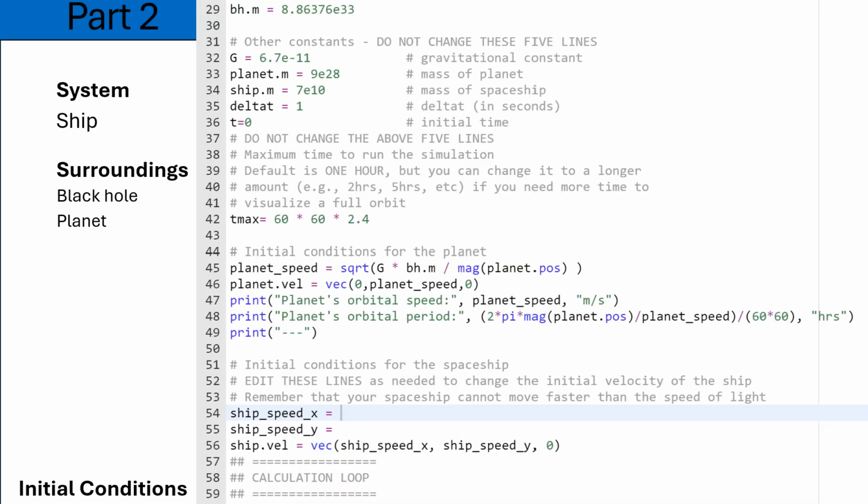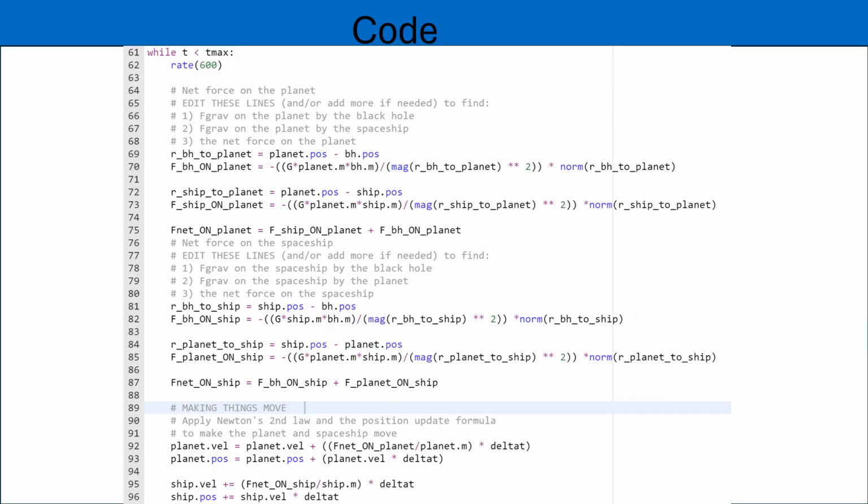Our system is ship, surroundings is black hole and planet. And so for our initial conditions, this was our mass of the black hole from earlier. And we also have this time for how long it will be going for. And, oh, we don't know the initial ship speed. We'll see. Here is where we figure out the radius from the planet to the black hole.